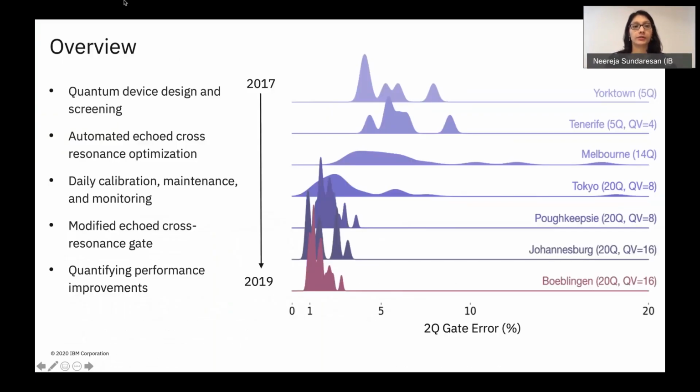Over the last few years, my colleagues and I have worked to optimize the stability and performance of cloud-based quantum systems at IBM. In this talk, I will touch upon changes we've adopted in the design and screening process, what we've learned about automated calibration and optimization of gate parameters, and how we try to maintain the consistency and the performance of the machines day to day. I'll introduce a modified cross-resonance gate that we're widely using in these systems. And hopefully by the end of the talk, I'll have given you a good overview of how we realize the performance improvements in these systems in different metrics, for example, reduction in 2-qubit gate error.